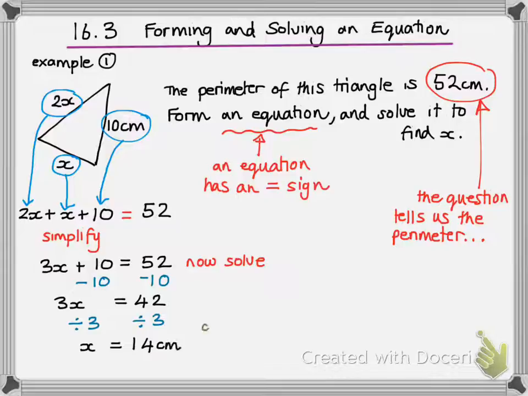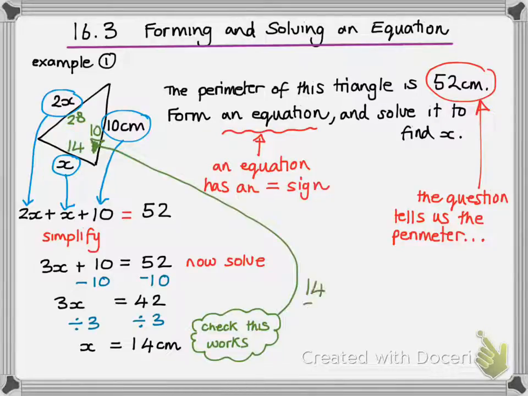Make sure we write down the centimetres, and before we move on, check to see if our answer works. If x is 14, then 2x must be 28. We can try adding the three sides together, now we know what they are, and we get 52. Yes, we've solved the equation.